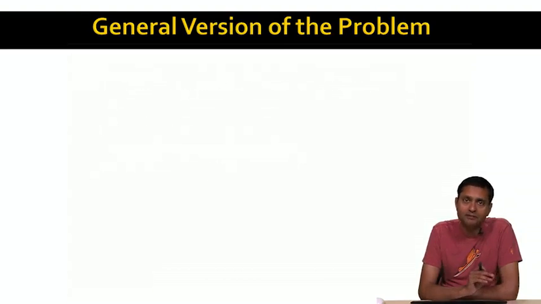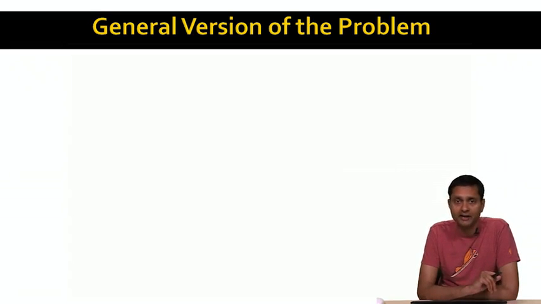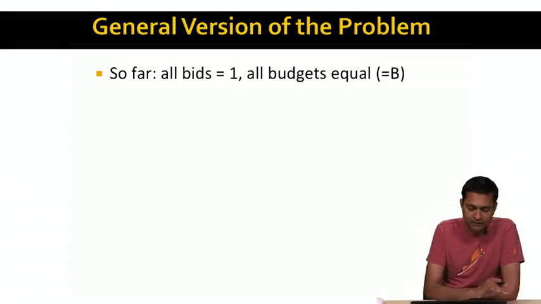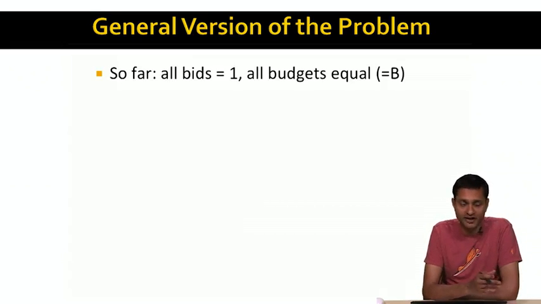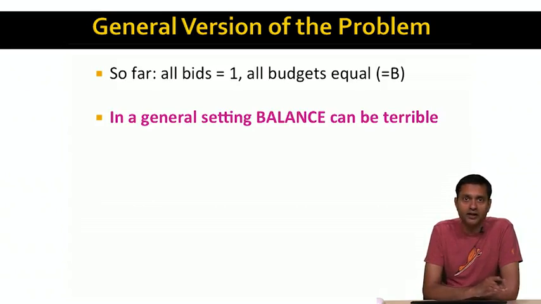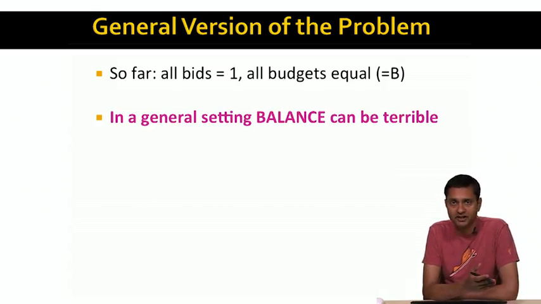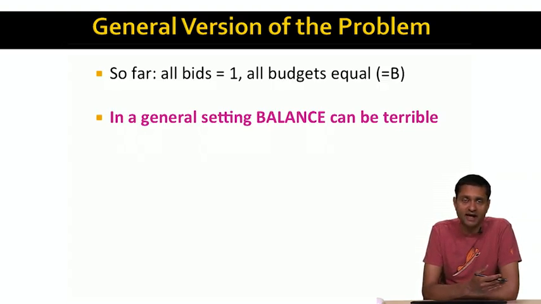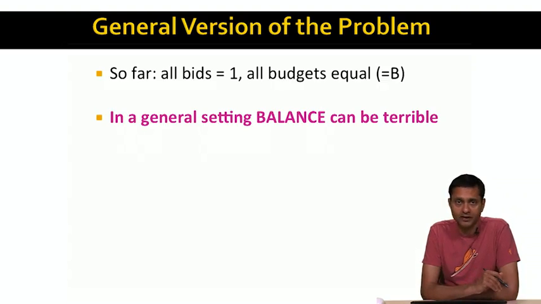Now we've looked at a very simplified version of the AdWords problem, where all advertisers had the same budget B, and all ads had the equal expected revenue 1. Now, in the general version of the problem, this is not the case. In the general version, each advertiser has a different budget, and each advertiser has a different bid for each ad, and each ad has a different expected click-through rate, yielding a different expected revenue. Now, in the general setting like this, the balance algorithm, as I've described so far, can actually be quite terrible.